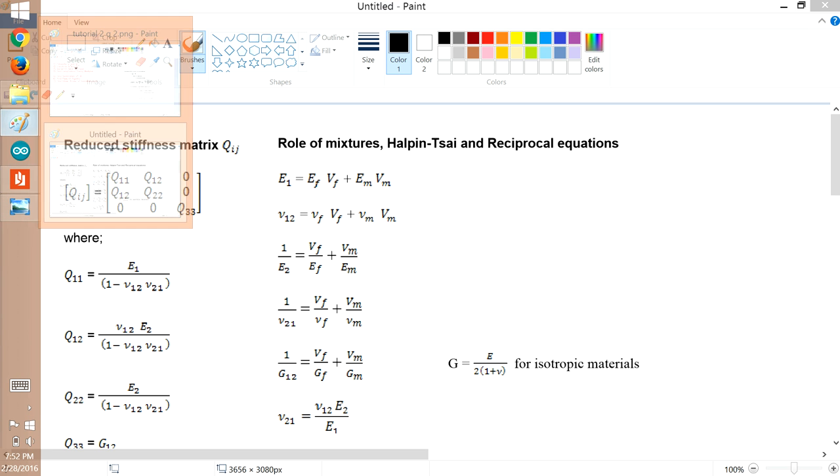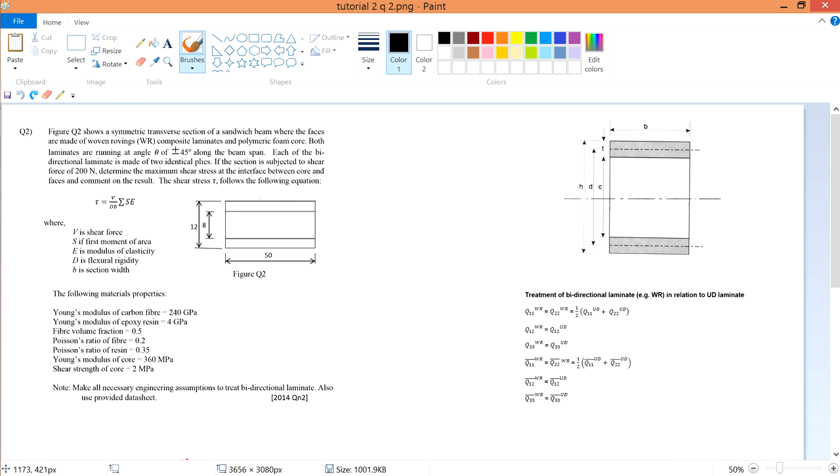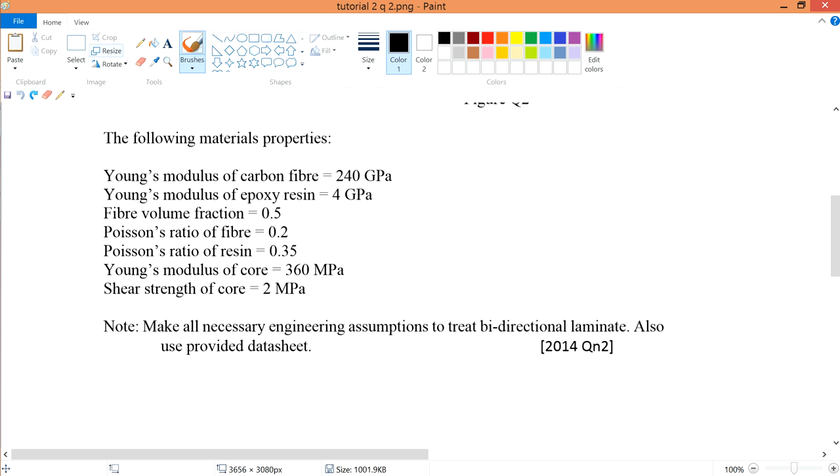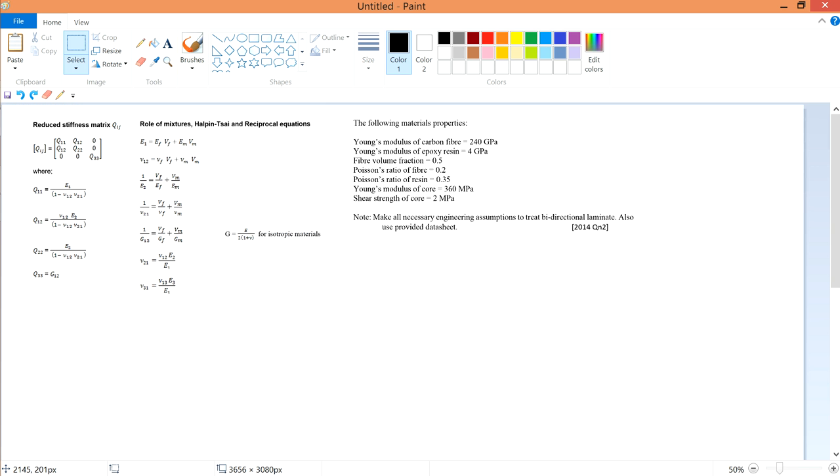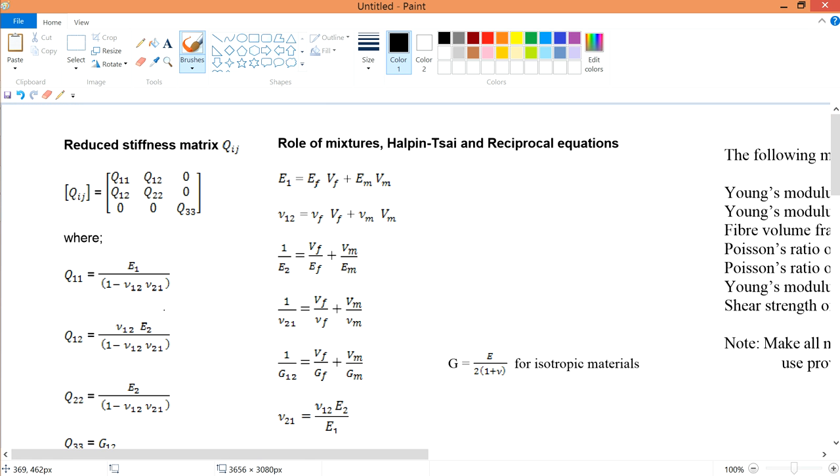Over here in the question, we are given all this information, so I can simply plug them in. My first step is to find E1, then E2, Poisson ratio 12, and Poisson ratio 21. These are the 4 things that we're going to find every time. So my first step is to find E1 first.